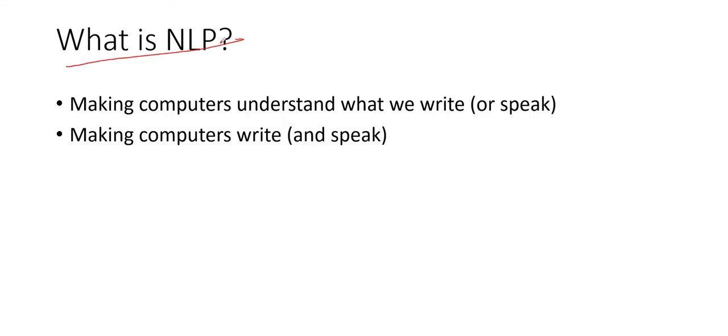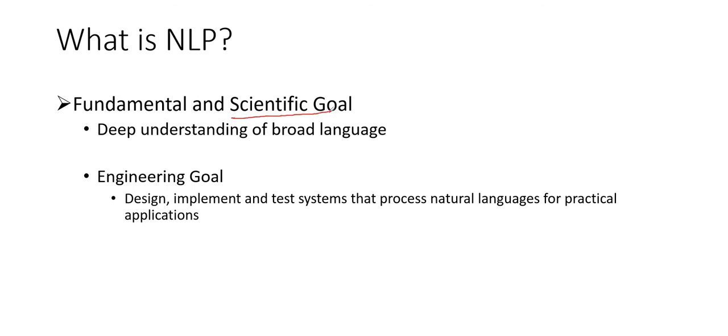But what is NLP? If we have to say what NLP is, it is the technique of making computers understand what we write. How human beings understand, we want to make the computers understand. Then not only understand but also generate the particular text, to make the computers write and speak. The fundamental and scientific goal behind NLP is to have a deep understanding of broad language. The engineering goal is to design, implement, and test systems that process natural languages for practical applications.